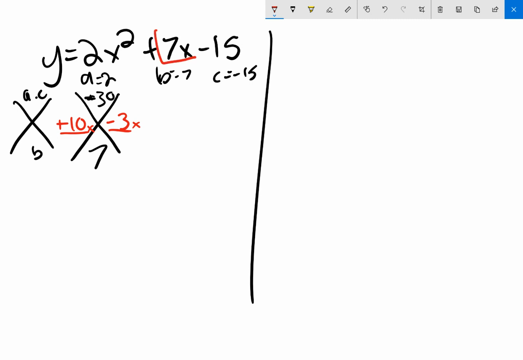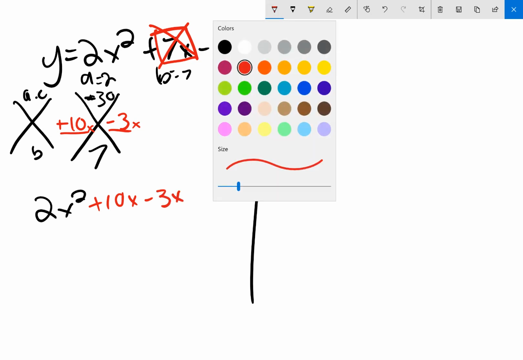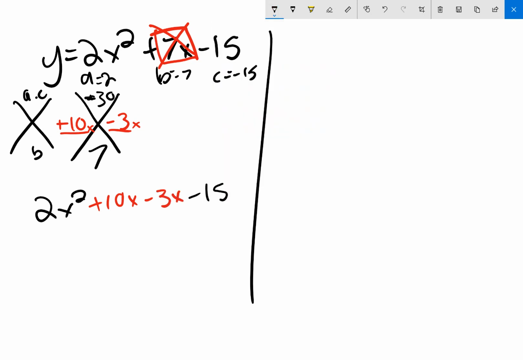And what we're going to do with those x terms is replace the 7x from the problem. So the equation is 2x squared, but I'm not going to write the plus 7x. I'm going to write the plus 10x minus 3x. And then the minus 15 stays at the end as well. So the first term, the 2x squared, and the last term, minus 15, stay the same, but the middle part changes. Okay, so remember to use these numbers here to replace that bx term.